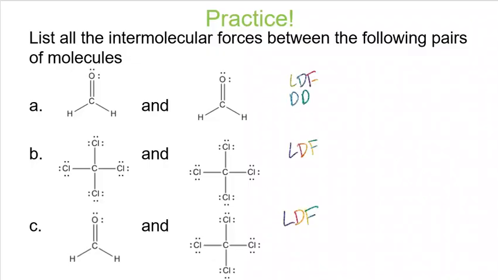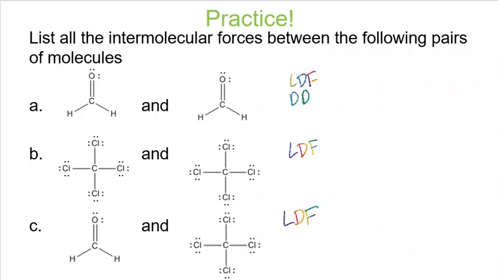Okay, so the first one is London dispersion forces, as always, and dipole forces. Because both of these molecules are polar, that means that they'll have dipole forces between them. So they do not have hydrogen bonding. And I bet that some of you were tricked by that. And that's why we do practice, right? It's so that we can catch mistakes and learn from them.